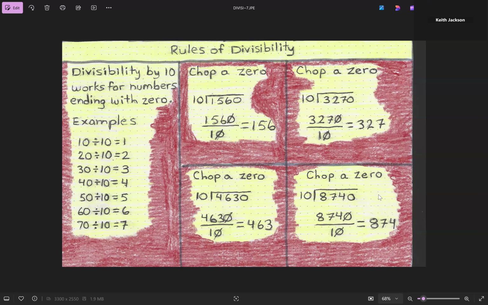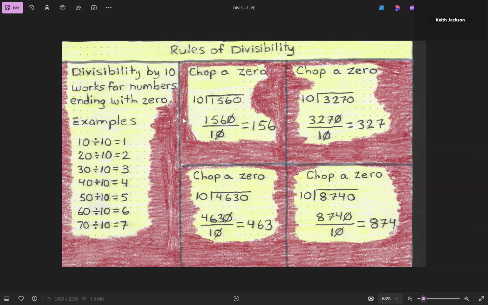And finally, let's use 8,740 and see what happens when we divide that number by 10. And as you can see, when we chop off the zero at the end, our answer, or I should say our quotient, is 874.